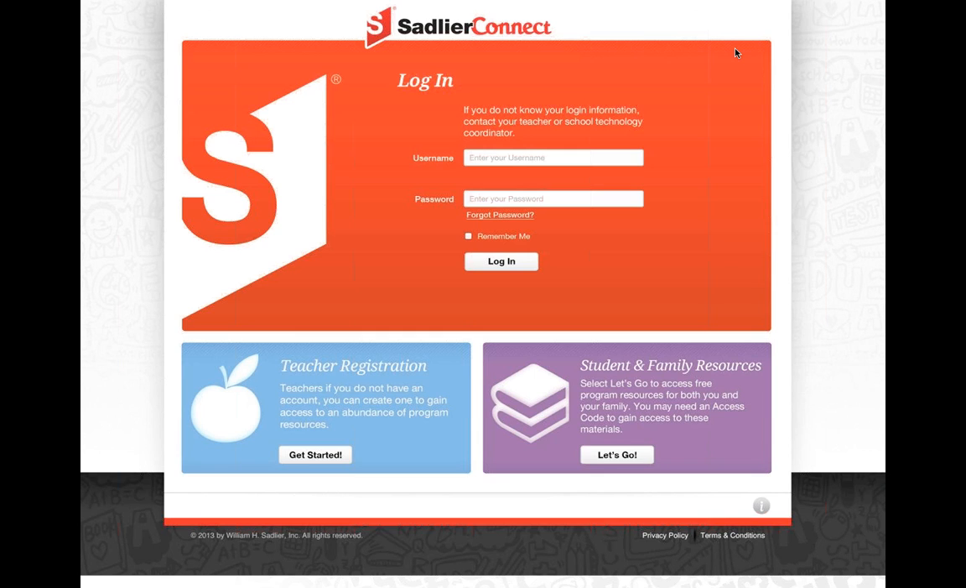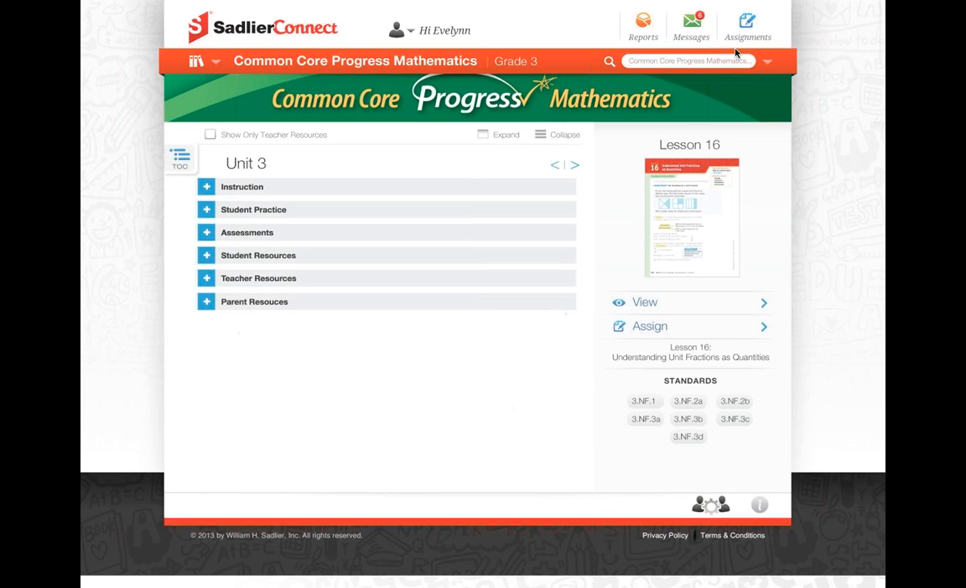This is what our Sadlier Connect homepage looks like, and this is when you would log into Sadlier Connect. You would have different categories of resources: instruction, student practice, assessments, student resources, teacher resources, and parent resources.